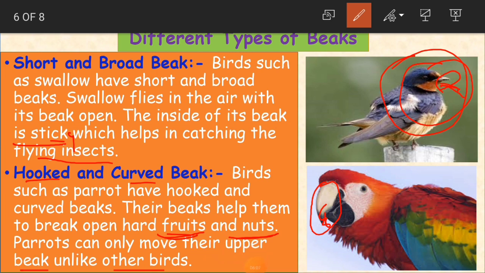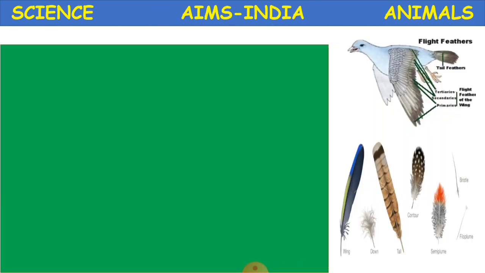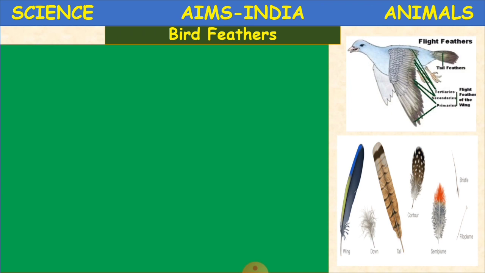One speciality of parrots is that they can only move their upper beak. They cannot move the lower beak. It's only the upper one they can move. Whereas the other birds can move both the beaks, children, upper and lower. Here the parrot can move only the upper beak. Clear? Now we'll learn about some bird feathers.